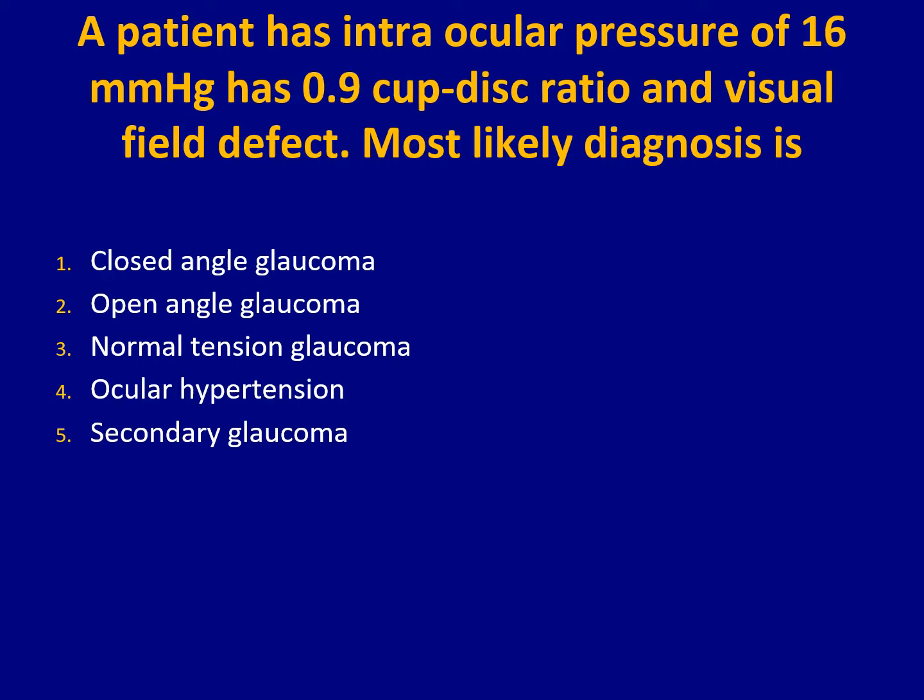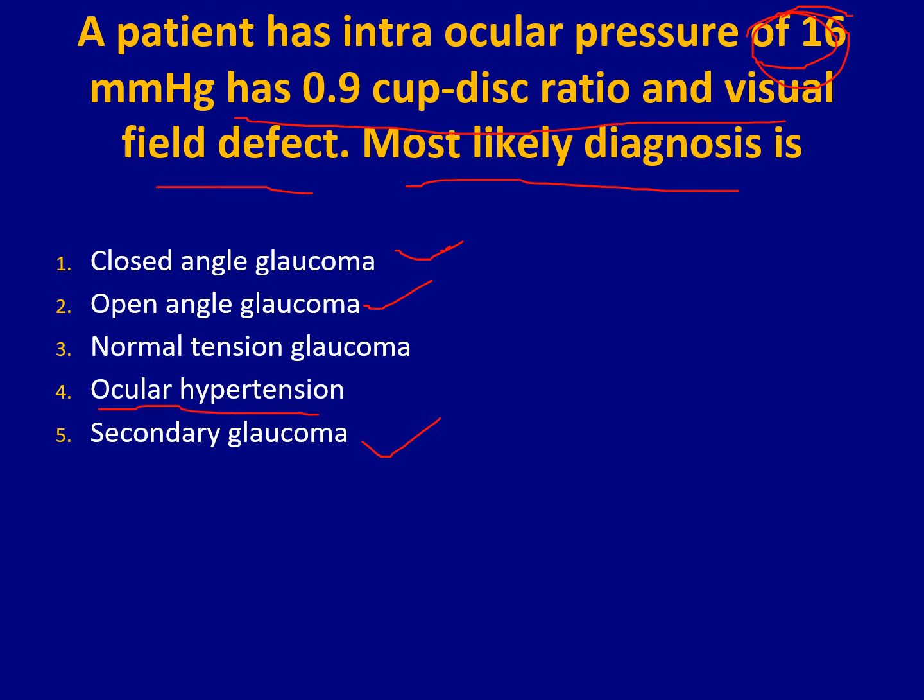Next MCQ. A patient has intraocular pressure of 16 mm of mercury, has 0.9 cup disc ratio and visual field defects. Most likely diagnosis is closed angle glaucoma, open angle glaucoma, normal tension glaucoma, ocular hypertension or secondary glaucoma. Here the pressure is 16, so the pressure is not high. For closed angle, open angle and secondary glaucoma, one of the criteria for diagnosing is increased intraocular pressure. So these three are out.